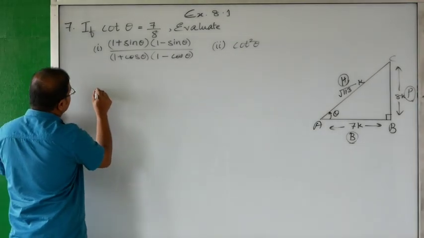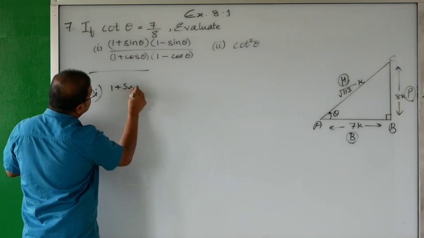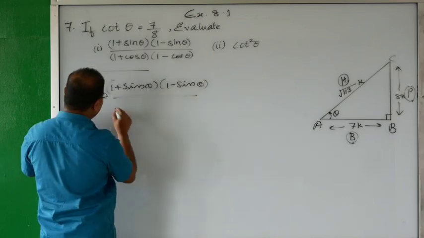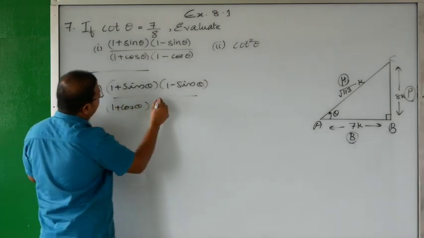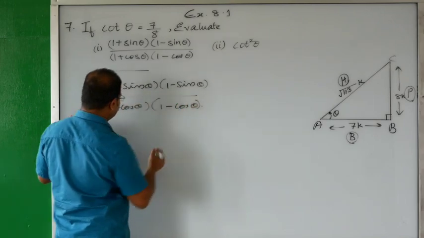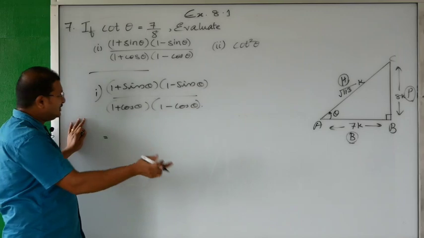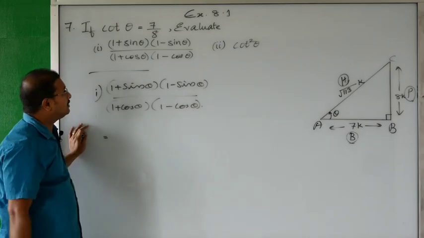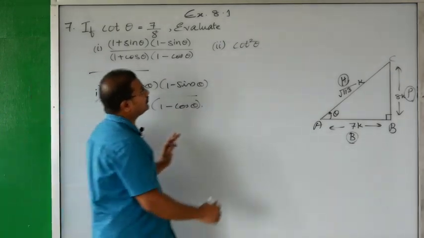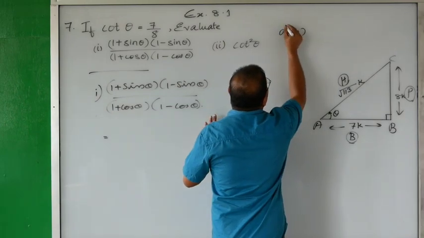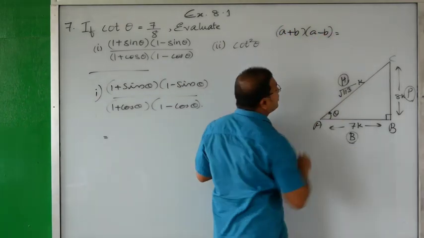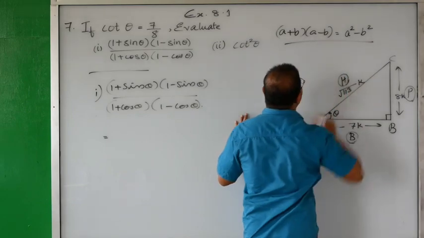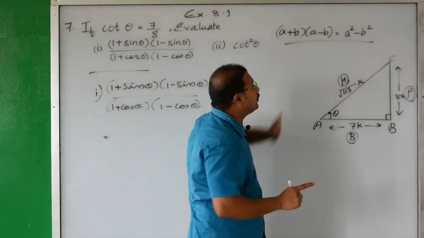So let's take the first one now: 1 plus sin theta into 1 minus sin theta divided by 1 plus cos theta into 1 minus cos theta. This one we can make a little simpler. This is A plus B, A minus B. Let's see the next formula. What is A plus B into A minus B? Yes, A square minus B square.